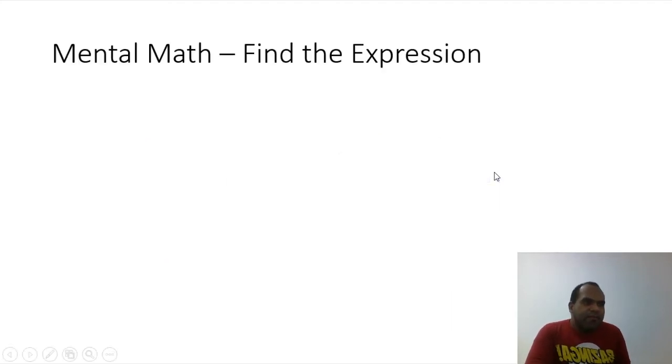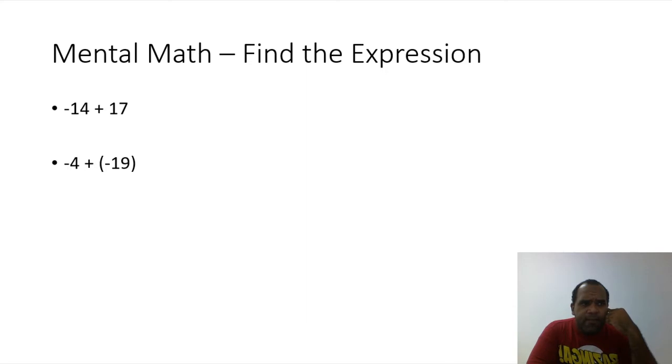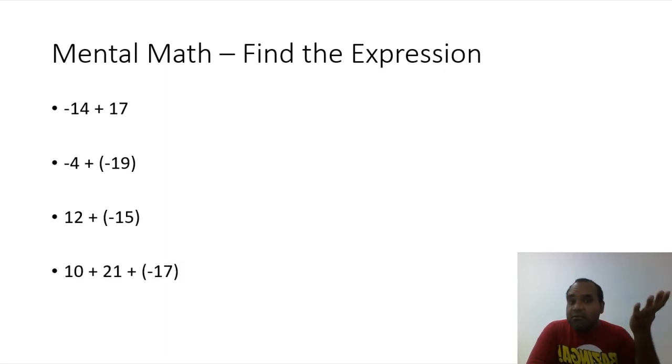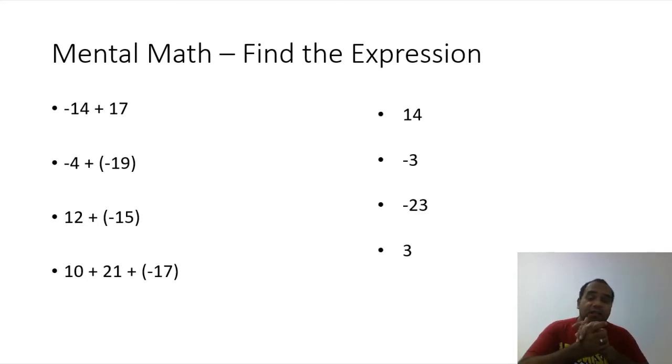Great, guys. Let's find here the mental math. Let's work on this. Negative 14 plus 17. Negative 4 plus negative 19. 12 plus negative 15. And the last one is 10 plus 21 plus negative 17. What's the result? Here's the column.